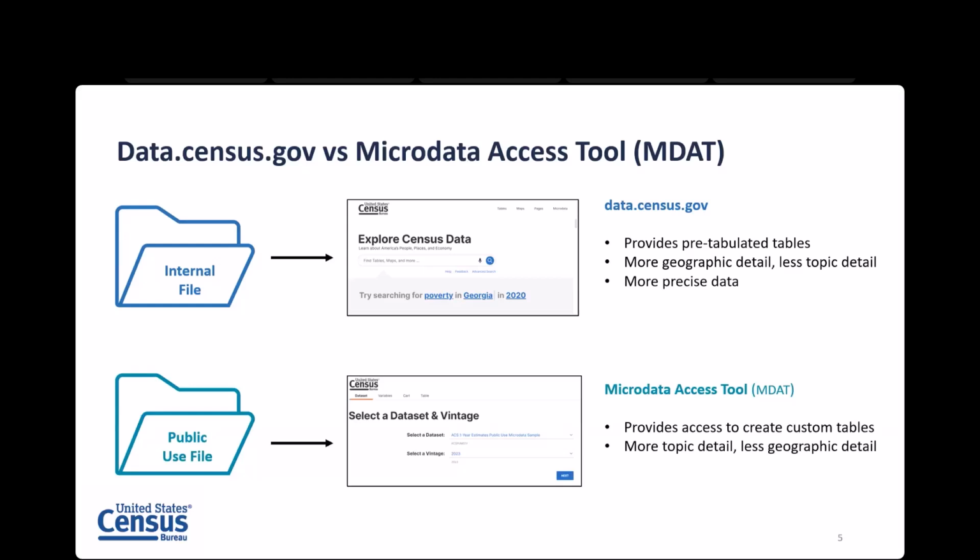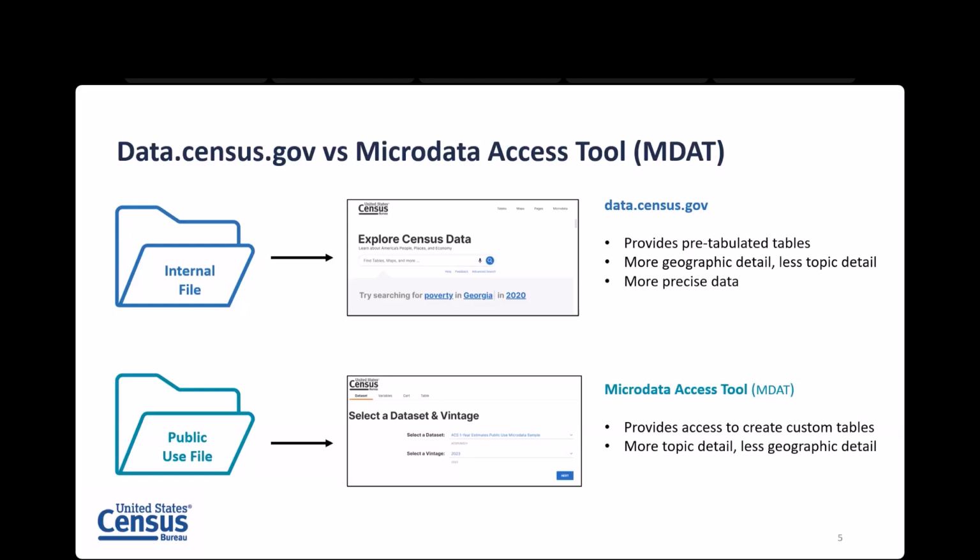So what we have instead is, from our public use file, data that's populated on the Microdata Access Tool. Using the Microdata Access Tool, or MDAT, you're able to create custom tables using your own variables so you can cross a lot of different topics together. So you can get much more topic detail from tables that perhaps you could not find over on data.census.gov. You can go ahead and create your own custom tables on MDAT.